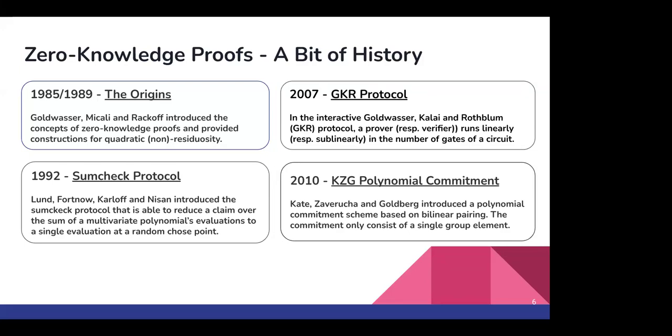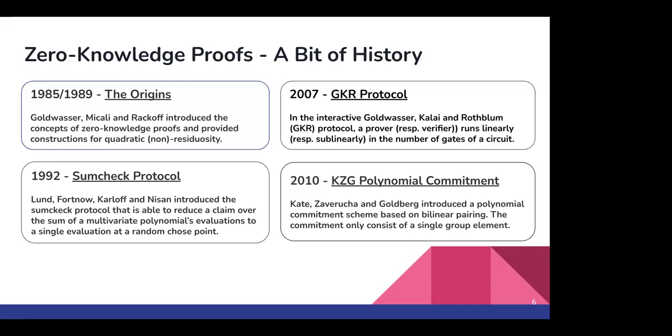In 1992, there was another very important work called the sum-check protocol, proposed by Lund et al. Basically, it allows us to reduce a claim over the sum of a multivariate polynomial's evaluations to a single evaluation at a randomly chosen point. Then in 2007, there was another interactive zero-knowledge proof protocol called the GKR protocol. In this case, the prover can run in linear time, and the verifier can run in sublinear time in the number of gates of the circuit.